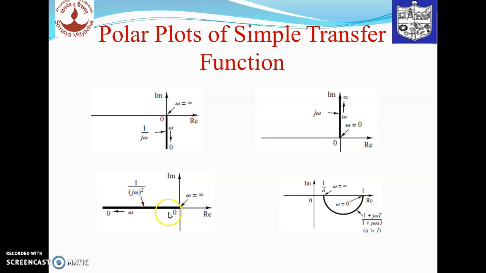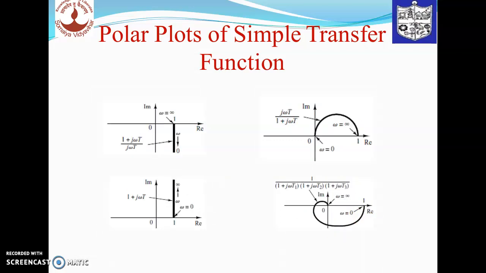Same way with a pole at origin, 1 by j omega square or 1 by s square. So what happens? I have a double pole at origin. So when omega equal to 0, magnitude is infinity and angle is minus 180. So it will be so. And when omega equal to infinity, magnitude will be 0. Same way this also, you can do it yourself. Different functions, the transfer function is given, solve it and see whether you are getting the same.